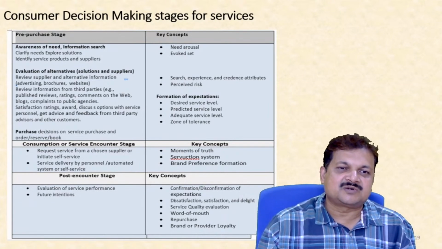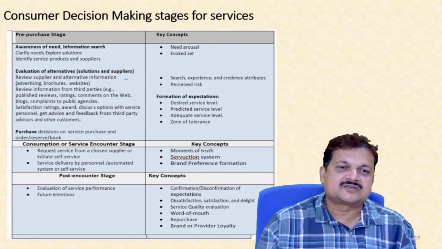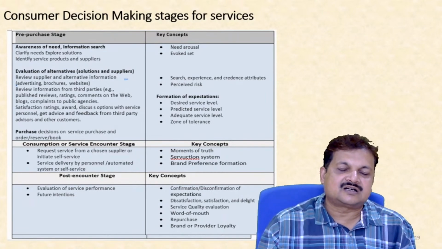Then service delivery by personnel, automated system or self-service. Who are the service delivery persons? A trained person is giving the services, and everybody is interested to see how frequently he is doing it. Next is service delivery, personal or automated. Who is delivering the services? You also need to see the percentage of autonomous and the percentage of individual.